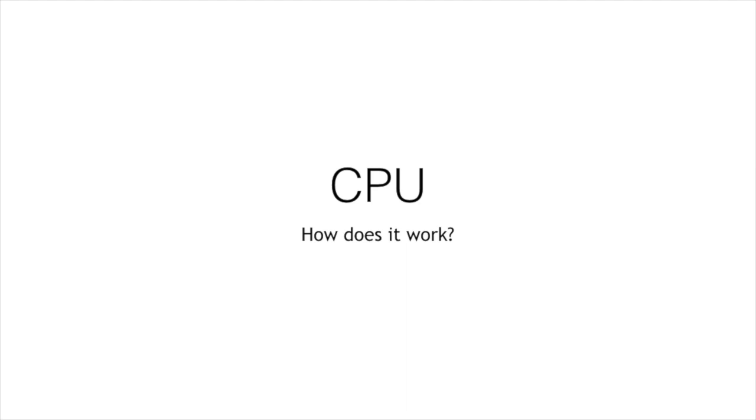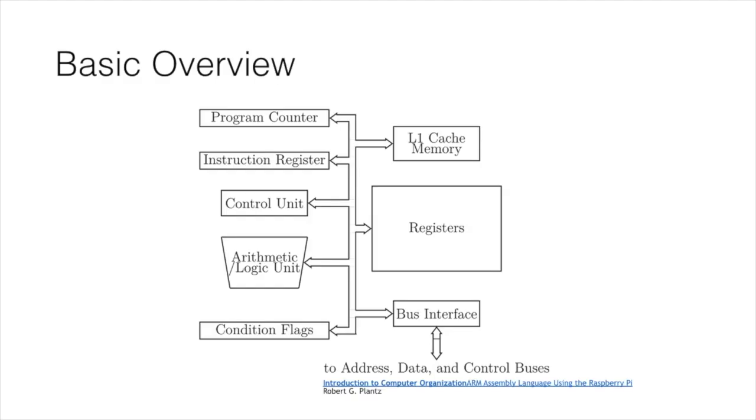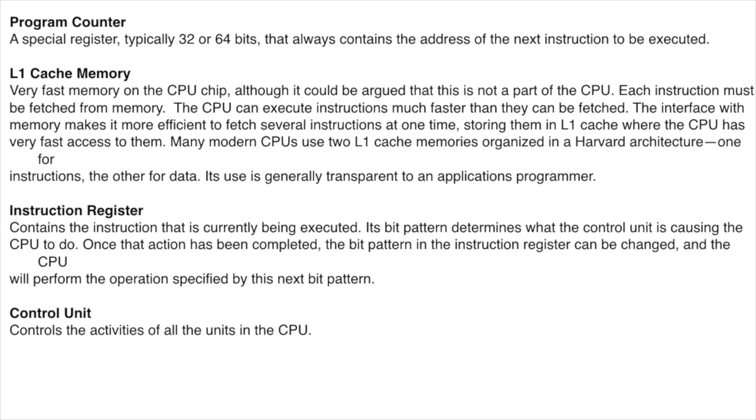Hello, we're going to discuss the CPU and how it works. This is a basic overview of the internals of a CPU, or central processing unit. The program counter is a specialty register. It always contains the address of the next instruction that will be executed.